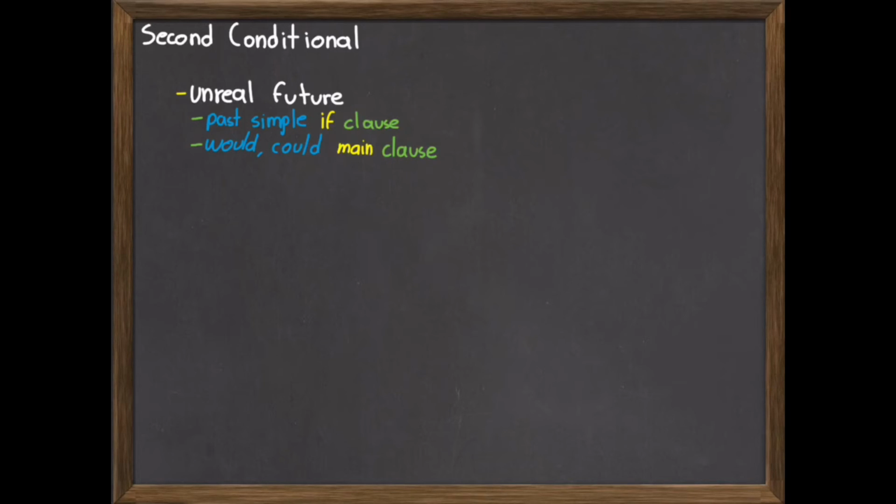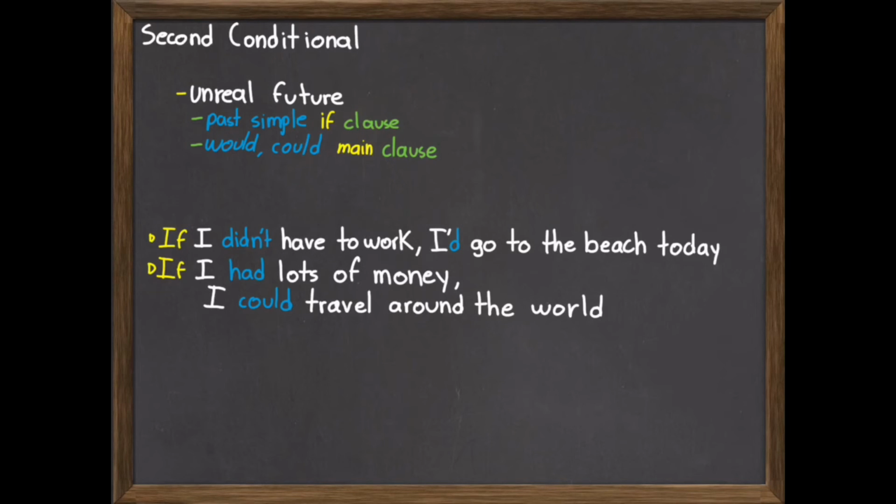Now, what does that mean? Well, let's look at some examples. If I didn't have to work, I'd go to the beach today. If I had lots of money, I could travel around the world. Now, in this case, if I didn't have to work, I'd go to the beach today, but I have to work, so I won't go to the beach. That's an unreal future situation.